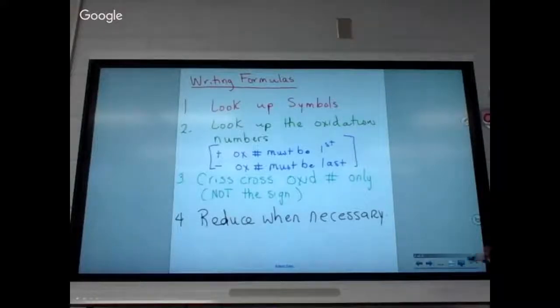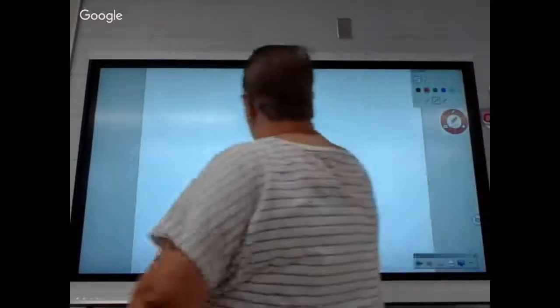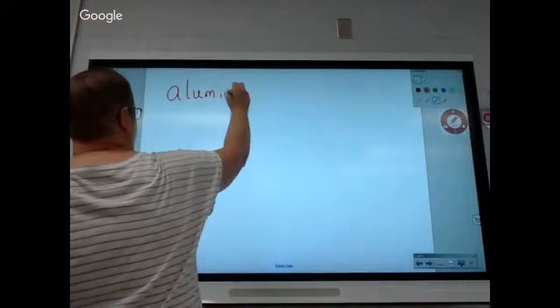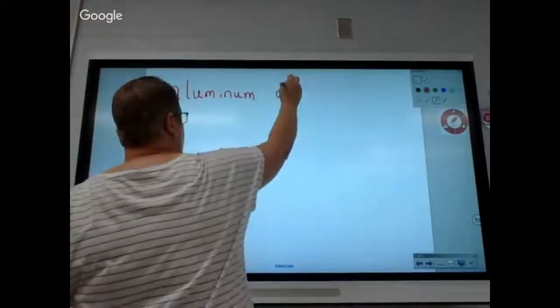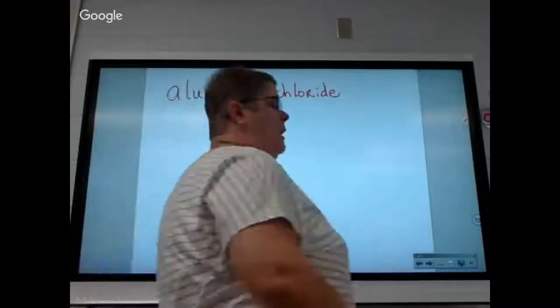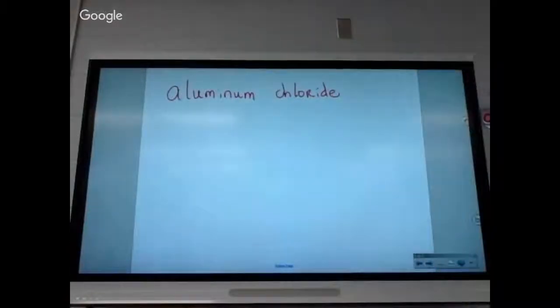All right. So let's say that we want to write a formula for aluminum chloride. I know that's simple. Now, a lot of you will know these symbols. Some of you will not. All right. If you don't know them, look them up. If you're unsure, look them up. Like I told you, you write them down wrong, question's wrong.